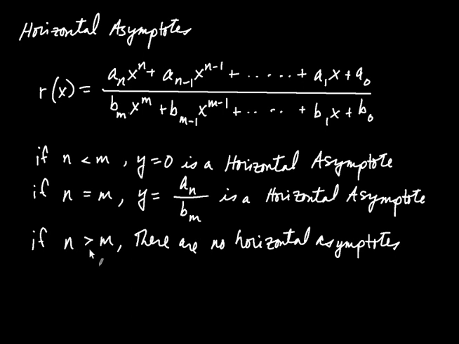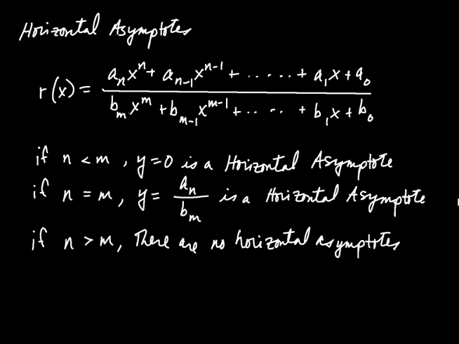And then finally, if n is greater than m, that is, if this number is larger than that number, then the numerator dominates, and the whole fraction is going to run off to infinity, because the numerator is getting larger so much faster than the denominator. And when you have a fraction with that happening, the whole fraction blows up. It goes to infinity, and there would be no horizontal asymptotes. So when you're looking for horizontal asymptotes, all you have to do is classify it into one of these situations to find what you've got.